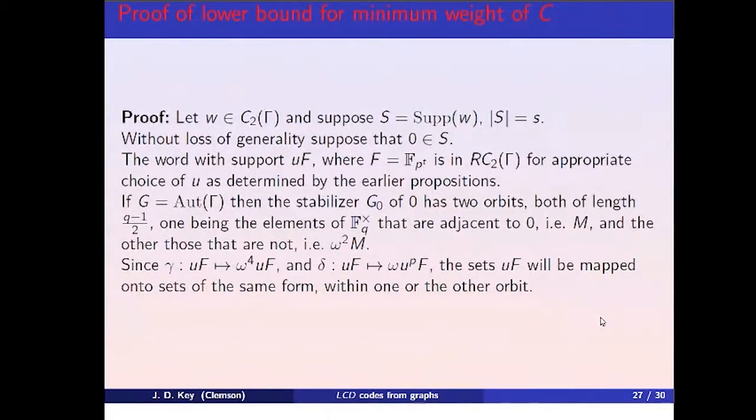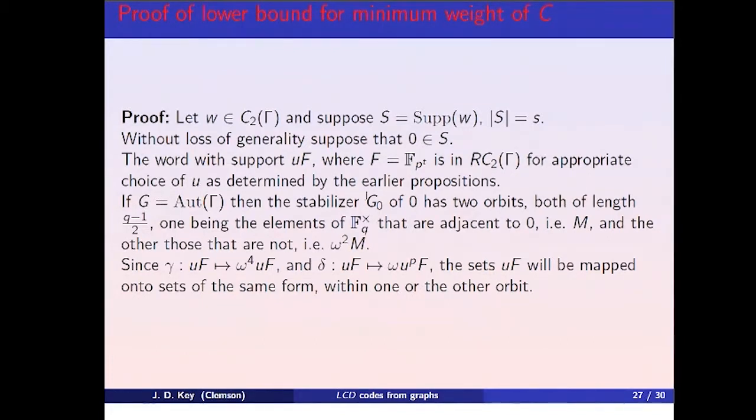So you take a word in C with support size S, and let's suppose the thing is transitive, so we can put 0 in S. I want to know that the word with support UF, where F is in R I C for appropriate choice of U, is determined. Okay, so for example, U not in any U that's not in M.